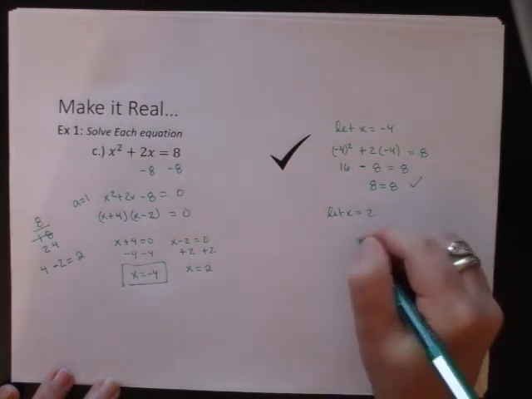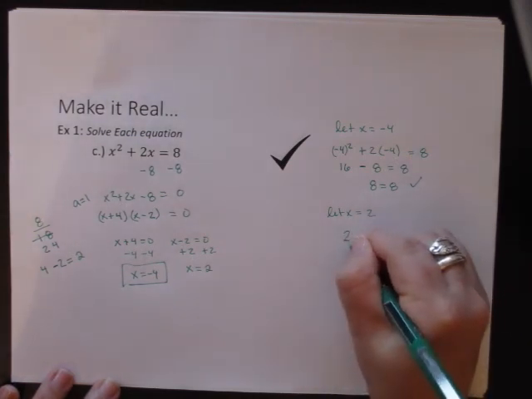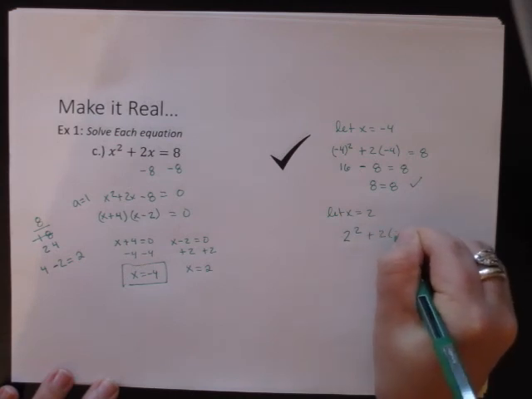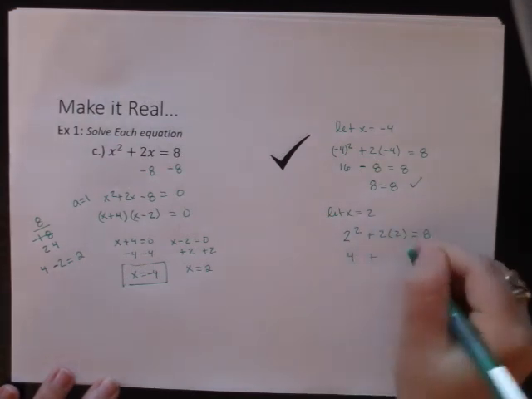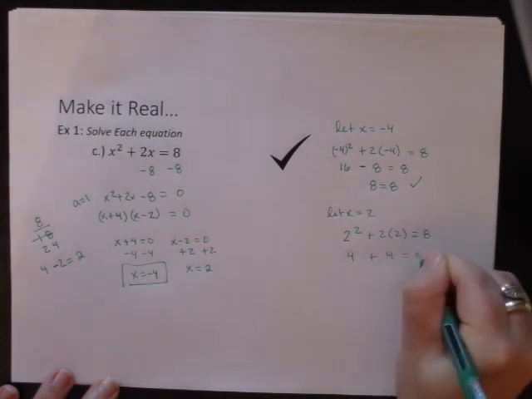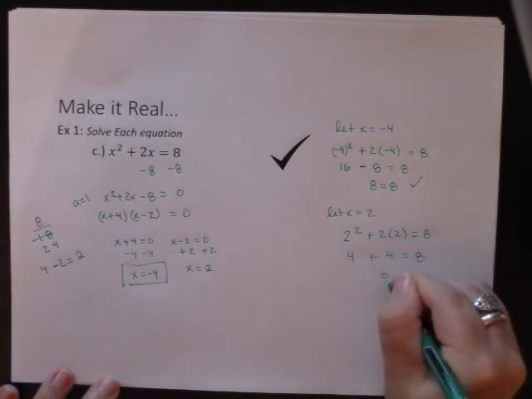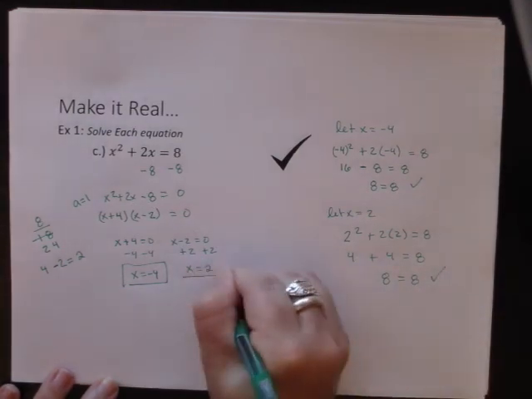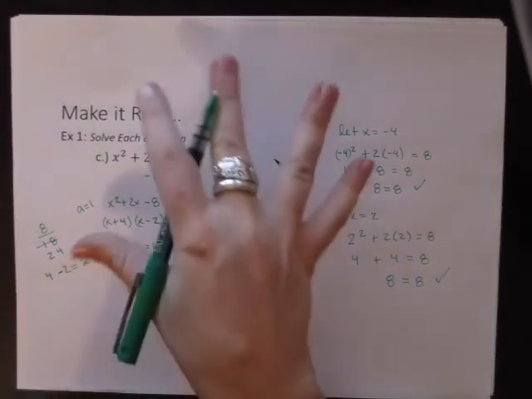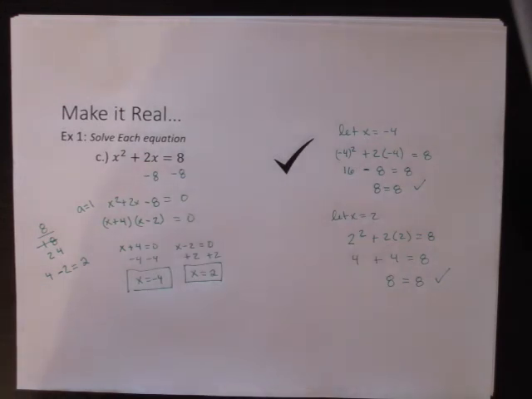Alright, now we're going to let x equal a positive 2, so I've got 2 squared plus 2 times 2 equals 8. 2 squared is 4, 2 times 2 is 4, and then 4 plus 4 will be 8, so 8 equals 8. Those two numbers match each other. I box my answer, and this is completely how to solve using the zero factor property.